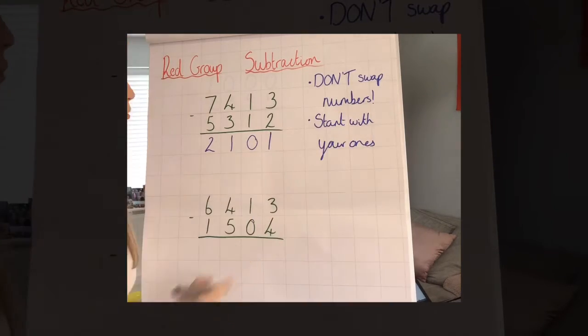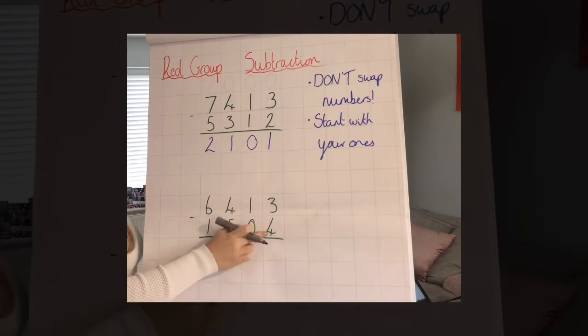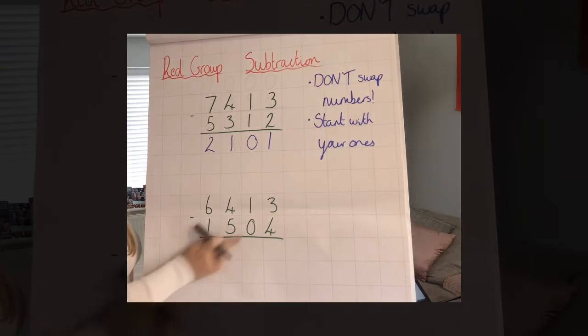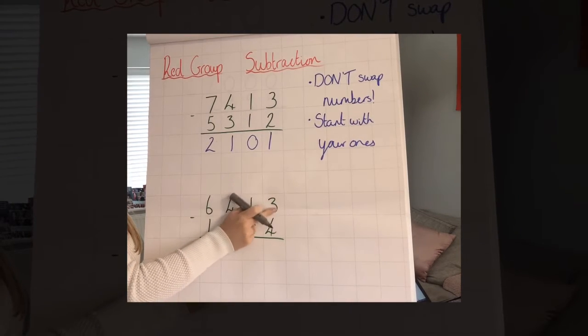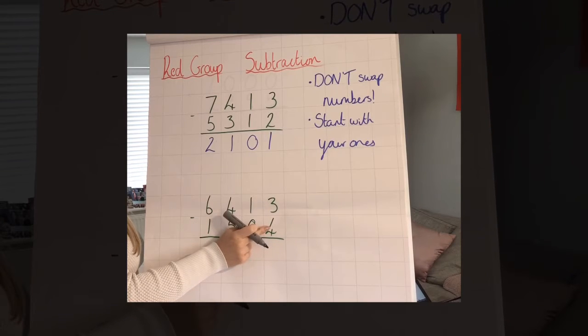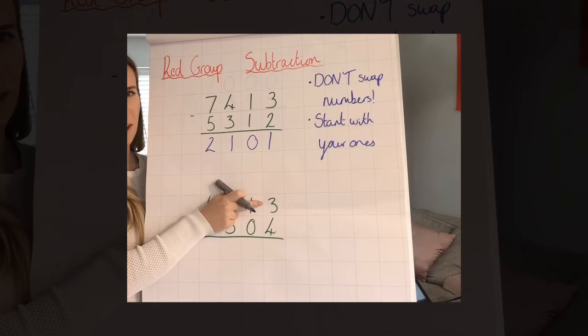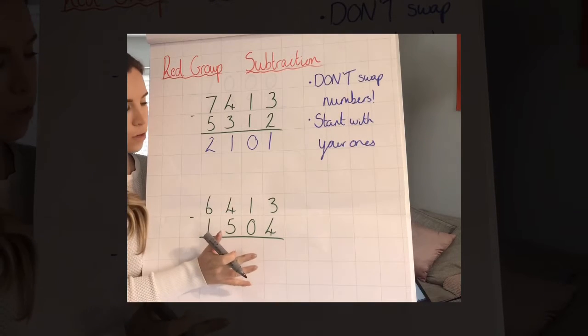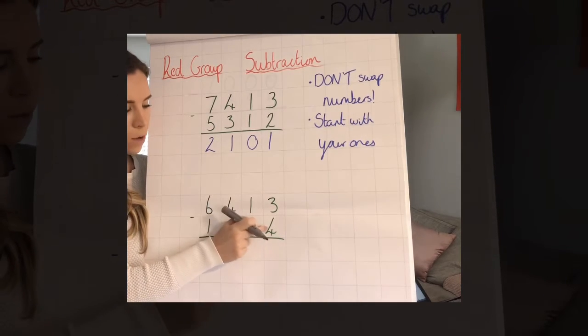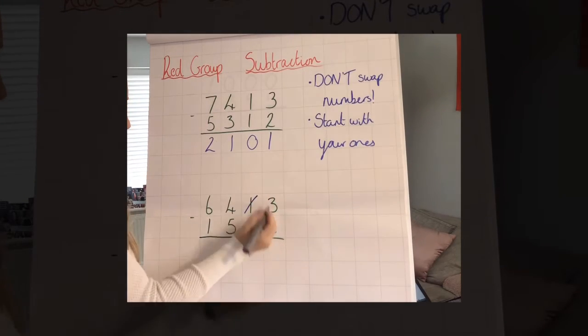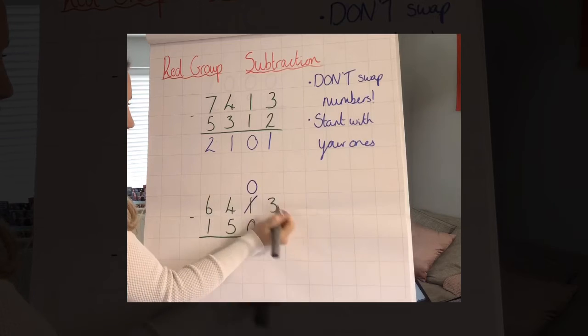So two really important rules. So 3 take away 4, I can't do, and I know I can't do because I've got a smaller number on the top than the bottom. Now that doesn't mean I'm going to swap it round and do 4 take away 3, because you're changing the question there. I can't do 3 take away 4, so I'm going to borrow from my next number, okay?